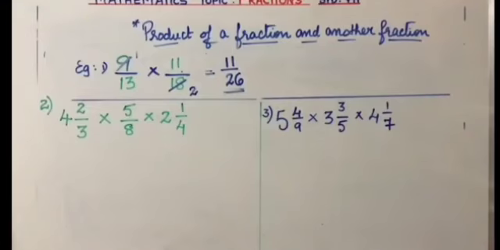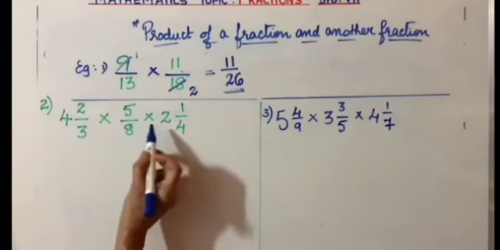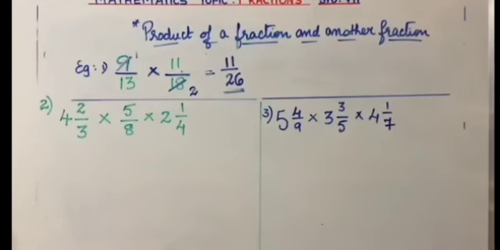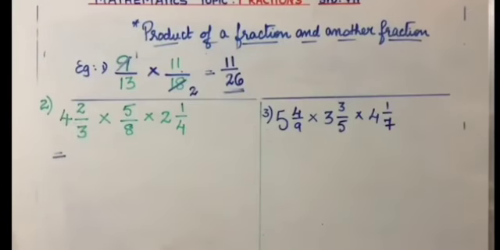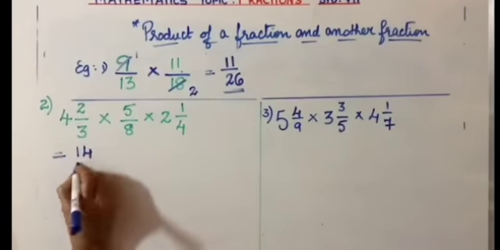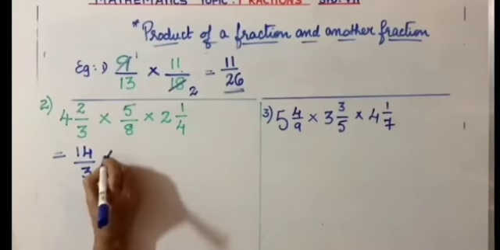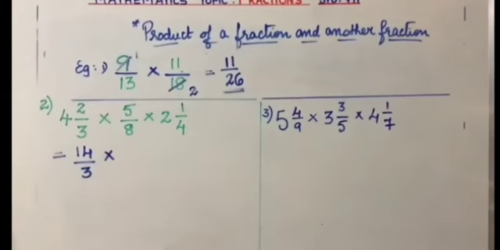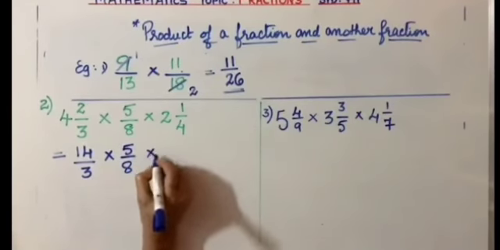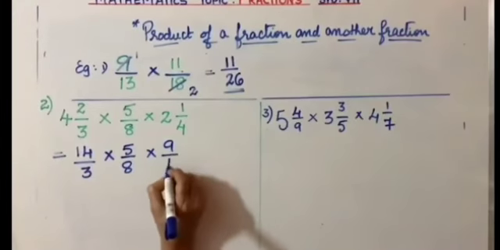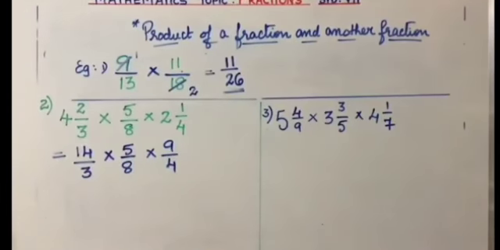Okay. Now, look at the next one. In your next problem, you have 4 2 by 3 into 5 by 8 into 2 1 by 4. Now, let's see how to go about doing this problem. 3 into 4 is 12 plus 2 is 14 by 3. You can do this, children. Next one is 5 by 8 and then we have 9 by 4. Check if you got the same thing.